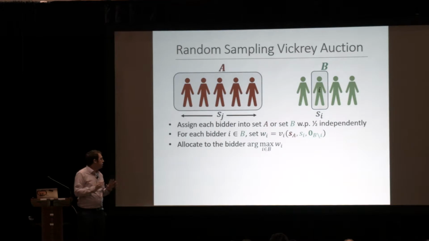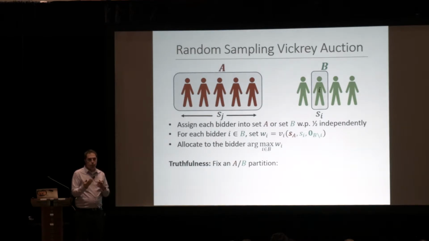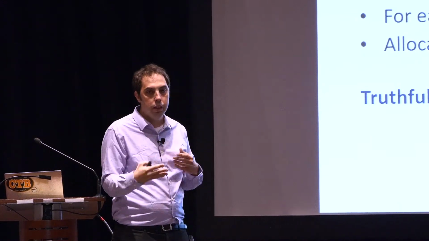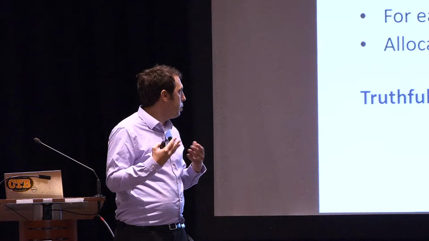And we just allocate to the bidder in set B with the highest weight. So it's pretty simple. It's a random sampling type auction. And I'm going to show it's truthful. And to show it's truthful in a single parameter setting, I only need to show the allocation rule is monotone. So let's fix an AB partition. If we show it's monotone over all partitions, then it's monotone in expectation.